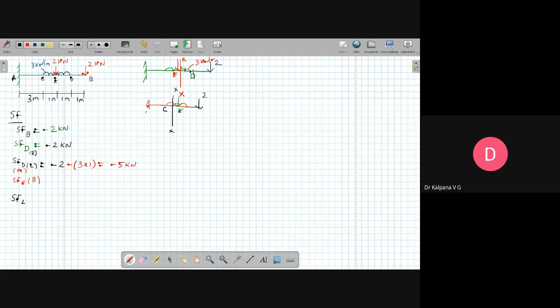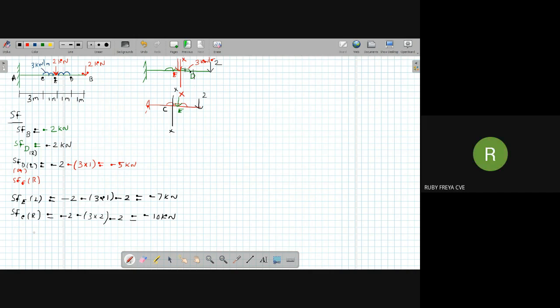Shear force at E to the left. Left means very close to E: minus 2, minus 3 into 1, minus the point load 2 kilonewton, equal to 7 kilonewton. Next is shear force at C to the right. Shear force at C to the right. When the section is here, minus 2 minus 3 into 2, total distance is 2, minus 2, minus 10 kilonewton. Is this clear?